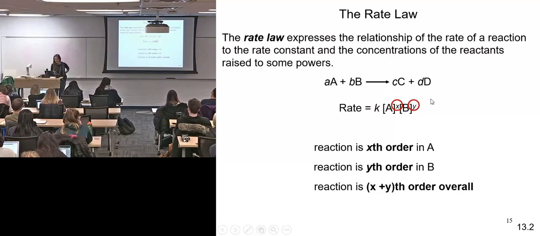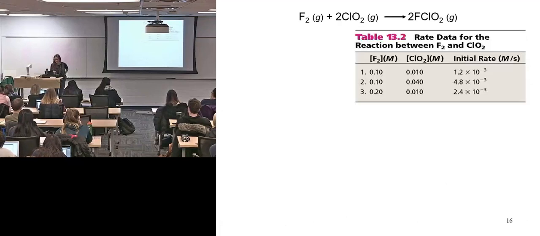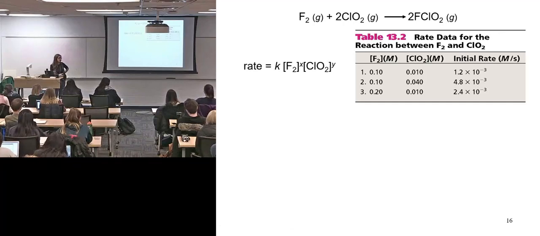So here's the example that I was trying to allude to. Fluorine and chlorine dioxide making chlorofluoride. You're given this information here, and you're asked to figure out the overall reaction order. You're asked to figure out what the reaction order is with respect to fluorine and what the reaction order is with respect to your chlorine dioxide. So how would you go about doing this?